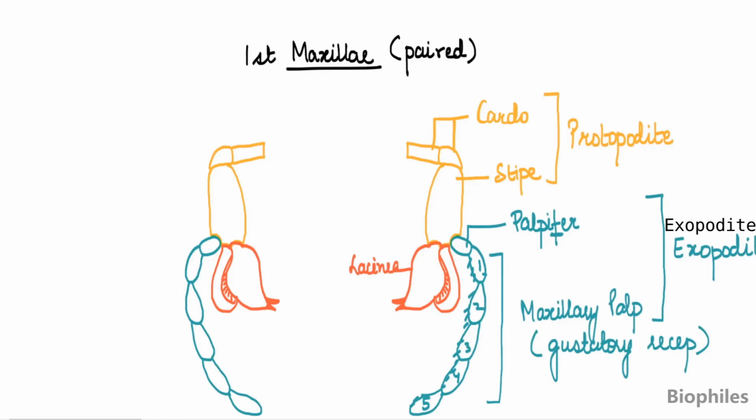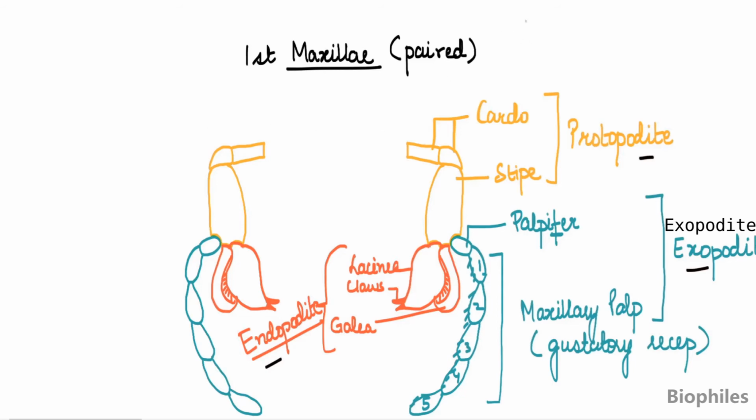And lacina, as we can see, bears claws. And this one is galea. And these 3 together form the endopodite. So we have 3 parts of the first maxilla: protopodite, exopodite, and endopodite. And they have further segmentations.